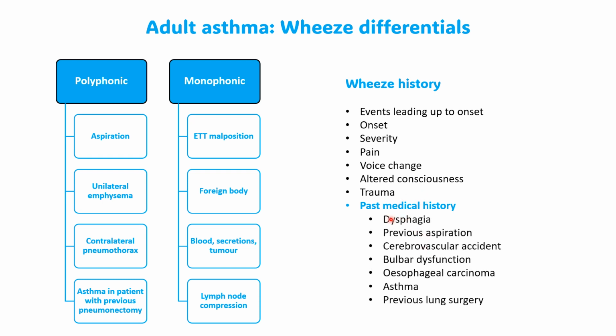I then want to talk about the past medical history too. So have they had any dysphagia, which means problems swallowing or difficulty swallowing? Have they had any previous aspiration? Have they had a recent cerebrovascular accident or one in the past, which is essentially a stroke, or a transient ischemic attack? Have they had any bulbar dysfunction, so cranial nerve dysfunction? History of esophageal cancer, which could compress the respiratory tract. Are they known to have asthma? And have they had any previous lung surgery, such as a lobectomy or a pneumonectomy?